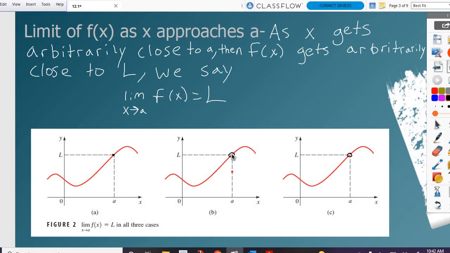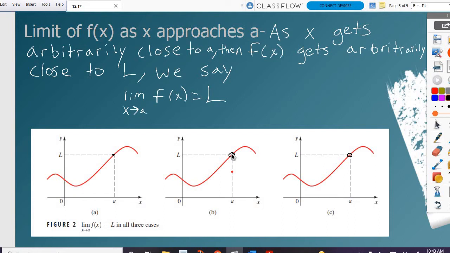Yeah, so my limit still exists here, even though the function itself doesn't. Does that make sense? So basically, if we didn't know what happened at a, but we want to guess what would happen, that would be our guess. Following the same pattern, this is what it should be, even if it's not. So if there's a hole in the graph, we don't have to change how we write it.